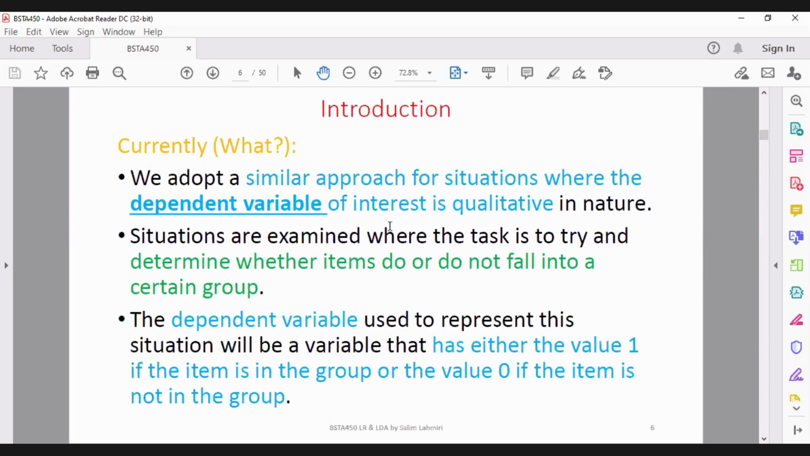So we adopt a similar approach for situations where the dependent variable of interest is qualitative in nature. For example, situations are examined where the task is to determine whether items do or do not fall into a certain group. And the dependent variable used to represent this situation will be a variable that has either the value 1 if the item is in the group, or the value 0 if the item is not in the group.